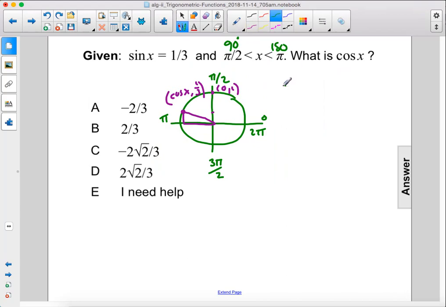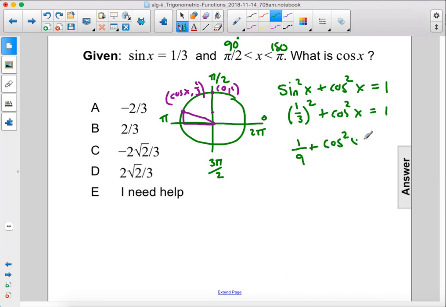All right, so we have sine squared x plus cosine squared x equals 1. Sine is 1/3, so we have 1/3 squared plus cosine squared x equals 1. This is 1 over 9 plus cosine squared x equals 1, but I'm going to write 9 over 9 because we're about to subtract 1 over 9. Therefore, cosine squared x equals 8 over 9. Cosine x equals plus or minus the square root of 8 over the square root of 9, which is 3.